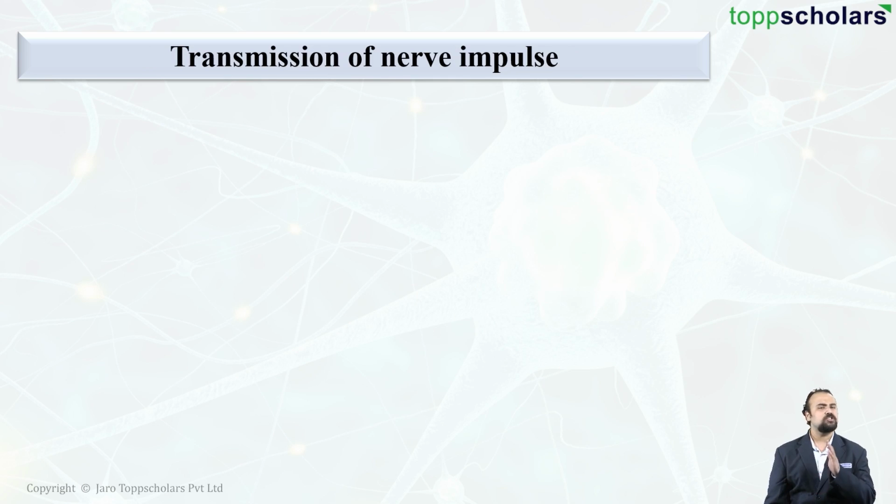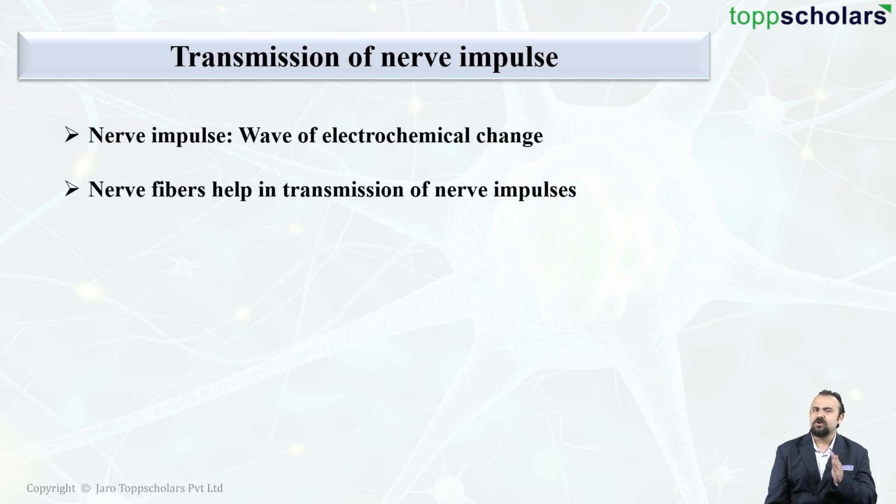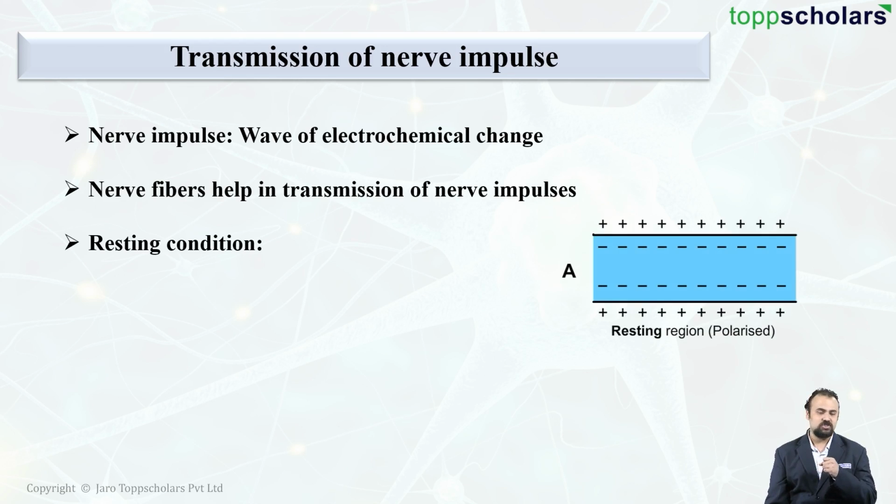Now students, let us talk about a very important subtopic, that is transmission of a nerve impulse. What exactly is a nerve impulse? It is just a wave of electrochemical change. Let us take a look at it in detail. Nerve fibers are the ones which help in the transmission of these nerve impulses. Let us take a look at the various steps.